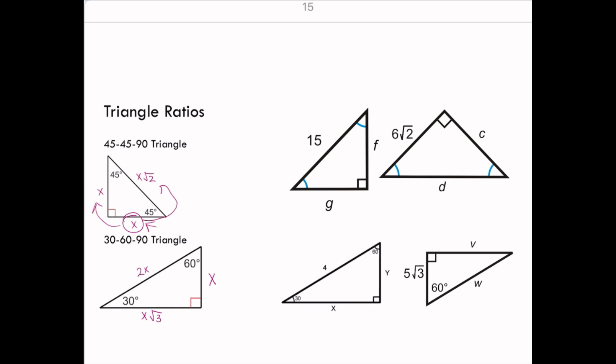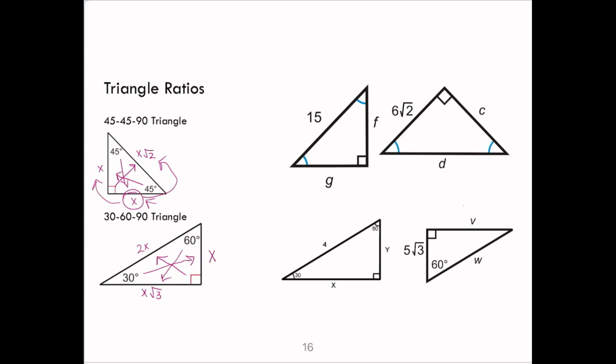Just remember that the sides across from the 45 degrees are the x's and the side across from the 90 is x radical 2. It's the same idea for a 30, 60, 90 triangle. It is important to remember that x is across from the smallest angle, 30, and that the hypotenuse, which is across from 90 degrees, is 2 times x, and that the side across from 60 is x times radical 3. Okay, so here are just some examples.